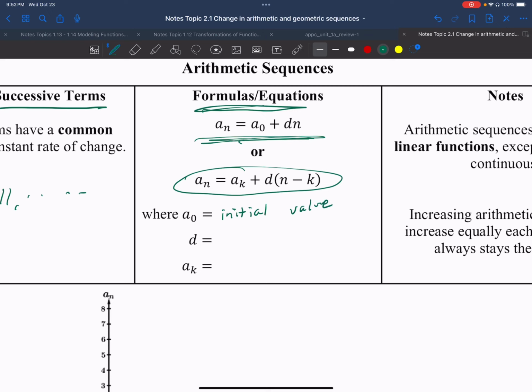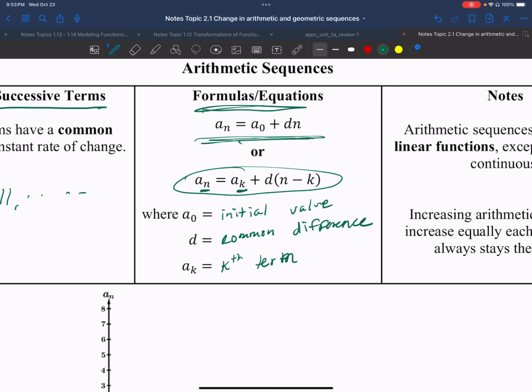Your D, we already talked about in the previous box, which is going to be your common difference. And then your A sub k is going to be representing the kth term. So we are going to be talking about two different variables on here, n and k. They're basically both variables used for input, but since they are different, we're using two different letters to represent them.